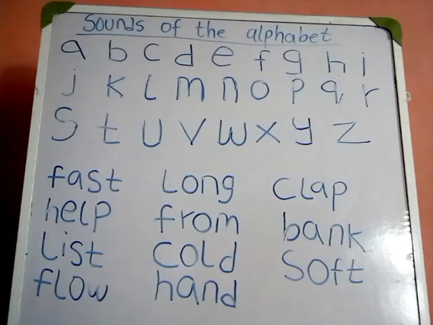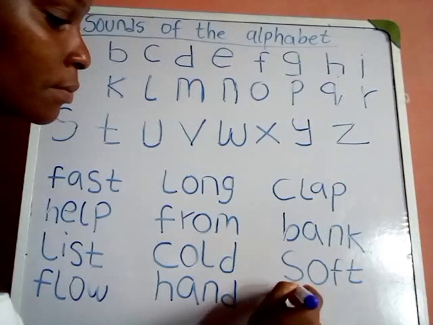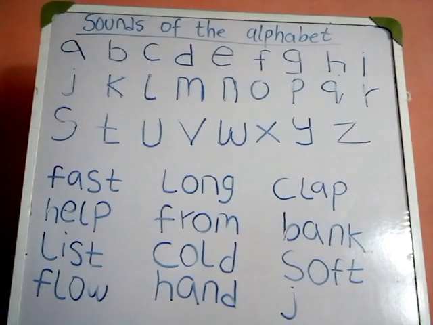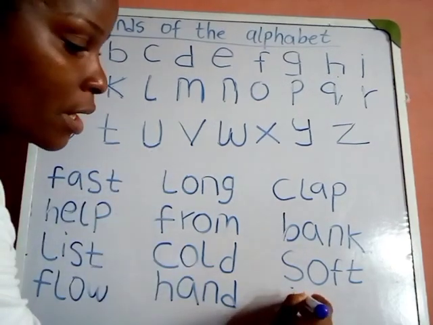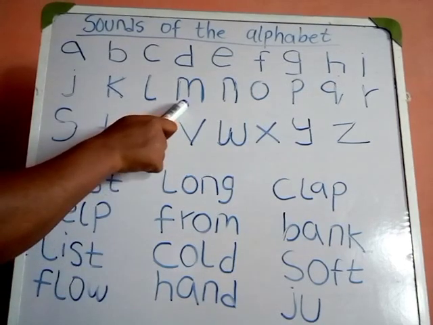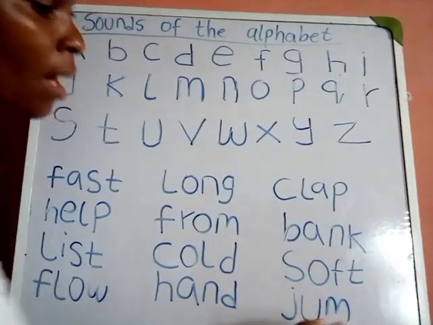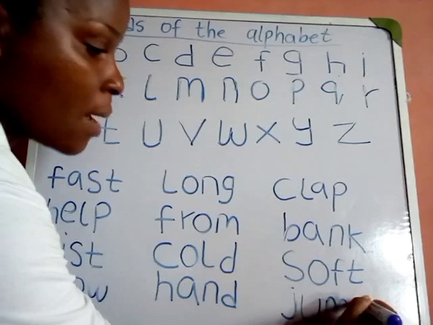Okay. Our next word is jump. The first sound is j, which is this sound. Jaw. The next sound is, which is this. Jump. The next sound is jump. The last sound is.